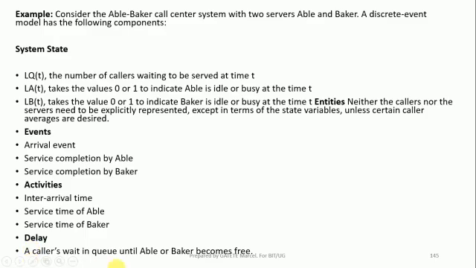You can talk also about entities. Activities. Activities will be inter-arrival time. This is an activity. Or service time of Able or service time of Baker. Those are activities. What is a delay? A delay means the time which will be taken by customers to wait until Able or Baker become free. Because they can talk to two people simultaneously, so you have to wait until the server becomes free. So the time of waiting will be called delay.